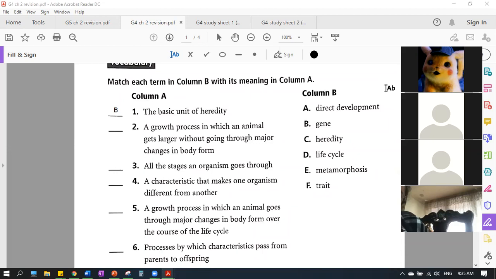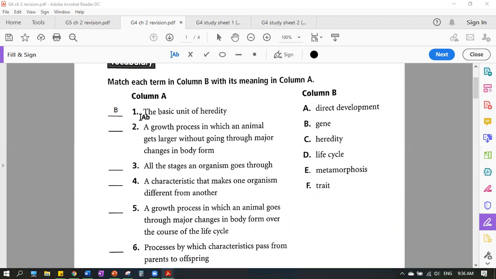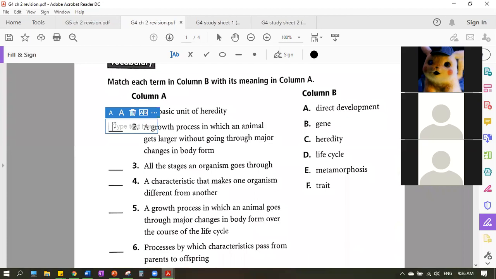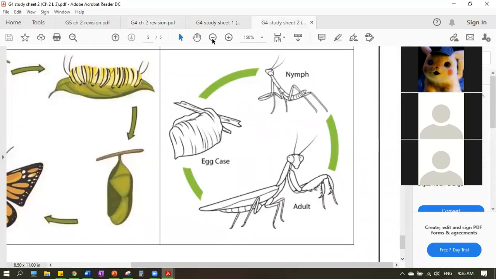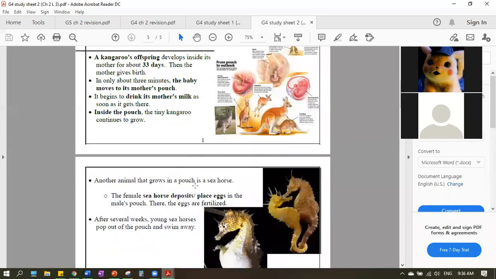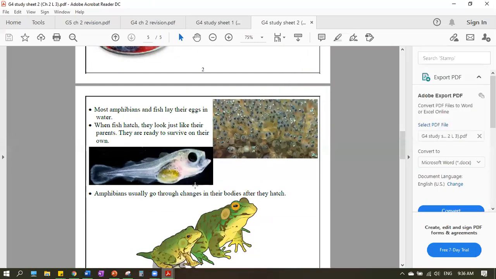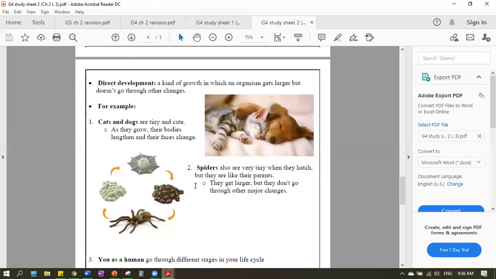Rugmini, can you move to number 2? A growth process in which an animal gets larger without going through major changes in body form. Direct development. Yes, that's right. Thank you so much, sweetie. So, if you guys remember when we gave examples about direct development, it's the kind of growing that happens without big changes, like what happens for kittens and dogs, humans, spiders. They still look the same when they are young, but with slight differences. Like they get taller, maybe they will have longer hair.